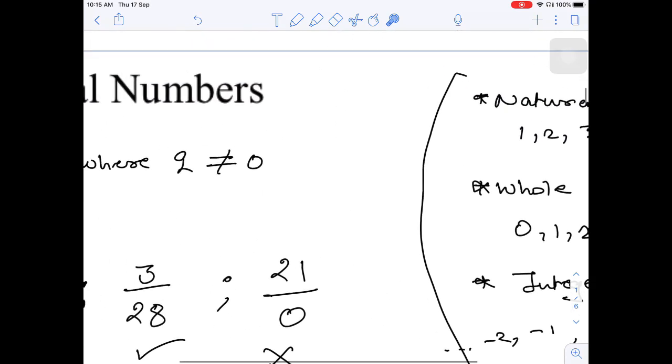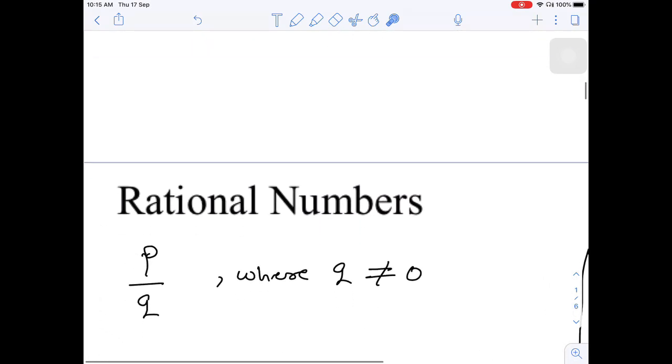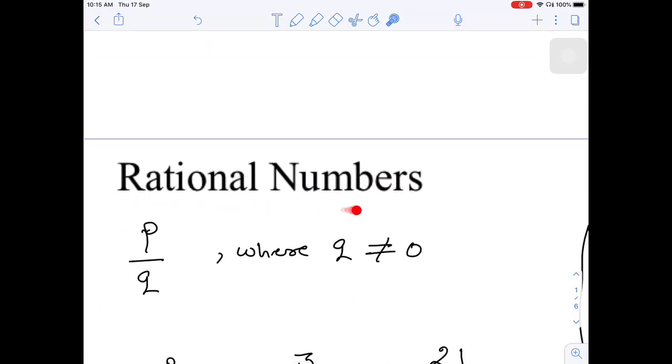Now today we are going to start our next type of number, which is known as rational numbers. Now, what are rational numbers? Rational numbers are the numbers which can be represented in p upon q form, where q is never equal to 0, or q is not equal to 0. In other words, we can say that rational numbers are the numbers which are in numerator denominator form, where the denominator should not be equal to 0.